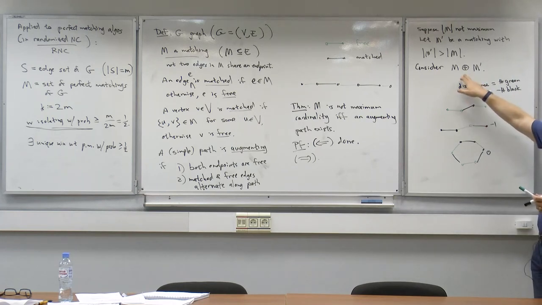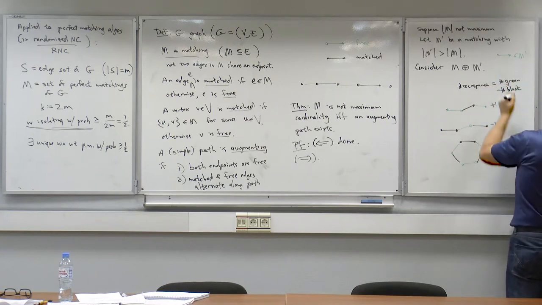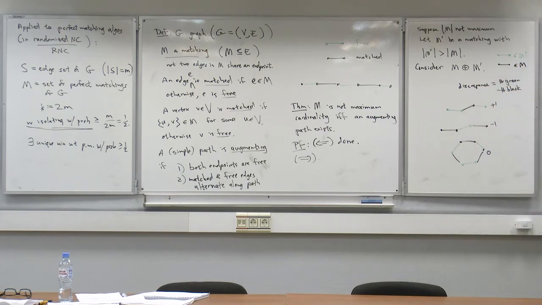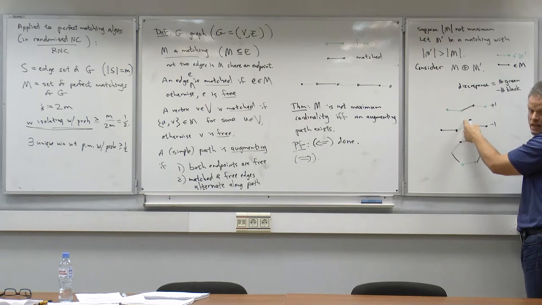So we're just ignoring the edges common to both. Yes, a green edge belongs to M prime, and black edges are from M. And there are no other edges. You can only have cycles and paths here. You can't have any vertex of degree 3. Because if you have an edge coming down here, what can the color be? It can't be green and it can't be black, because then you don't have a matching.